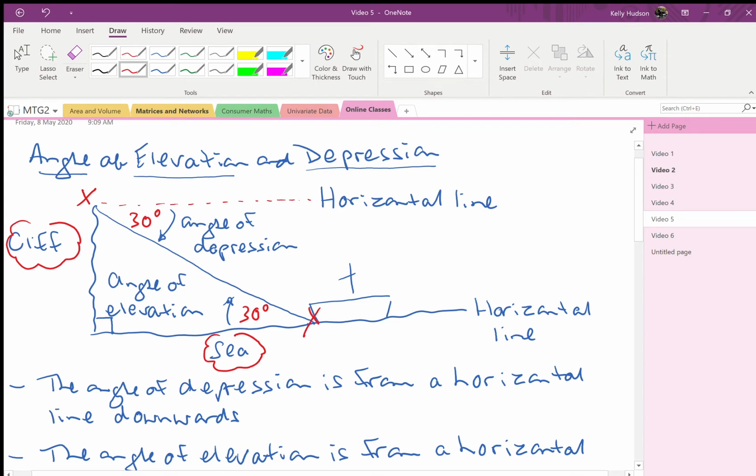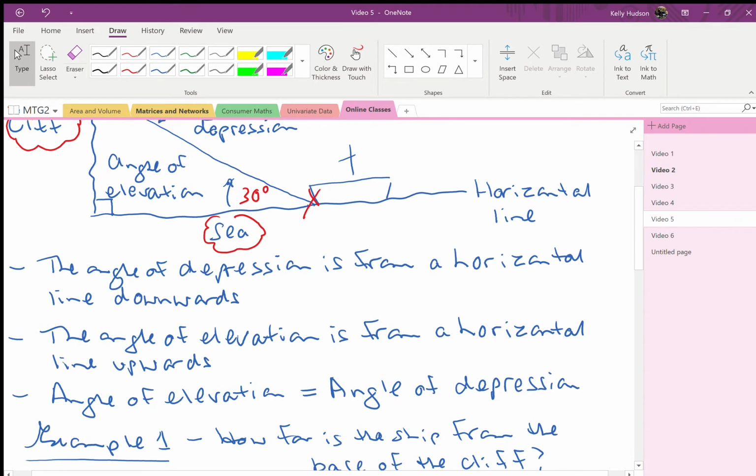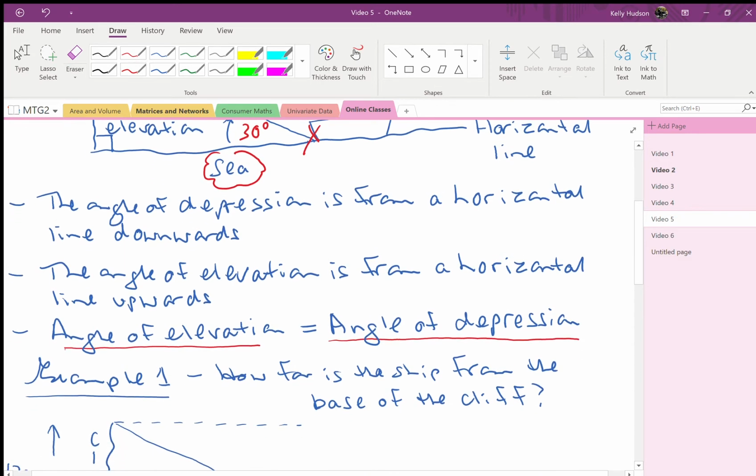So for all angles of elevation and angle of depression, the angle of elevation is also always equal to the angle of depression. So to do these problems, you need to remember that fact so that you can substitute your values into a triangle and be able to calculate either the distance the boat is away from the cliff or the height of the cliff in problems.